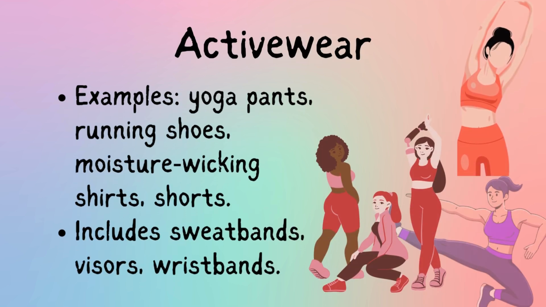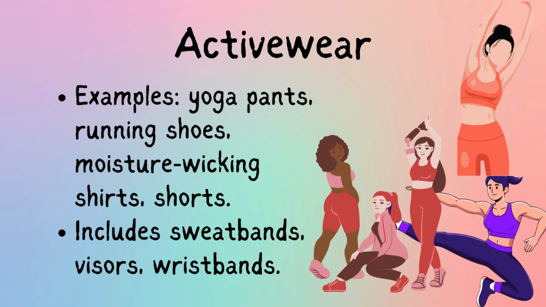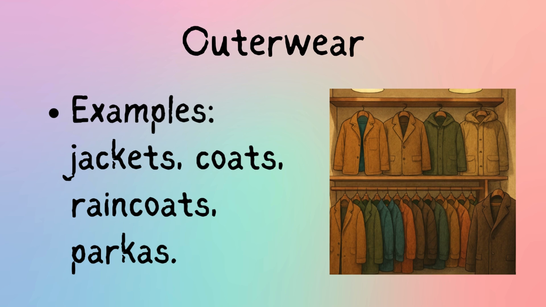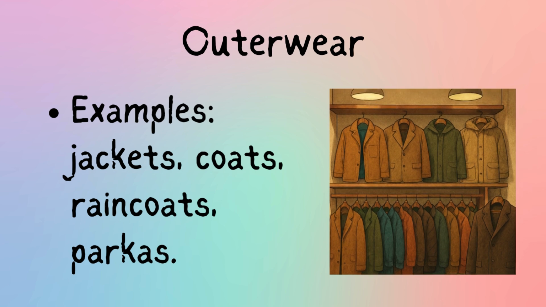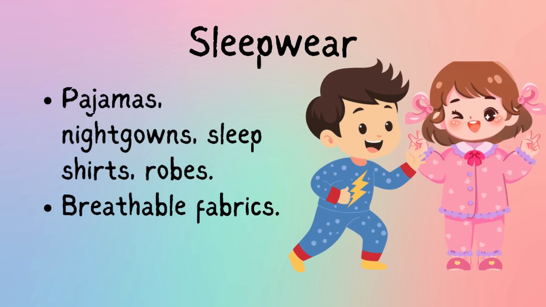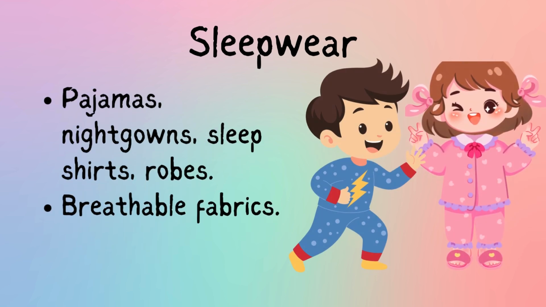Activewear. Examples: yoga pants, running shoes, moisture-wicking shirts, shorts. Includes sweatbands, visors, wristbands. Outerwear. Examples: jackets, coats, raincoats, parkas. Sleepwear: pajamas, nightgowns, sleep shirts, robes.